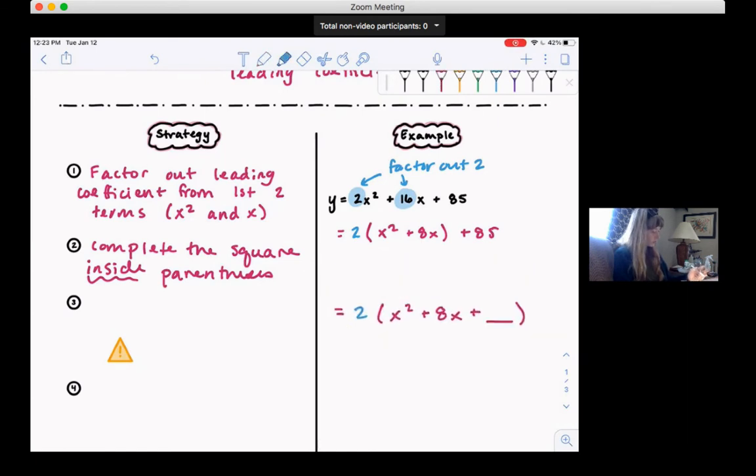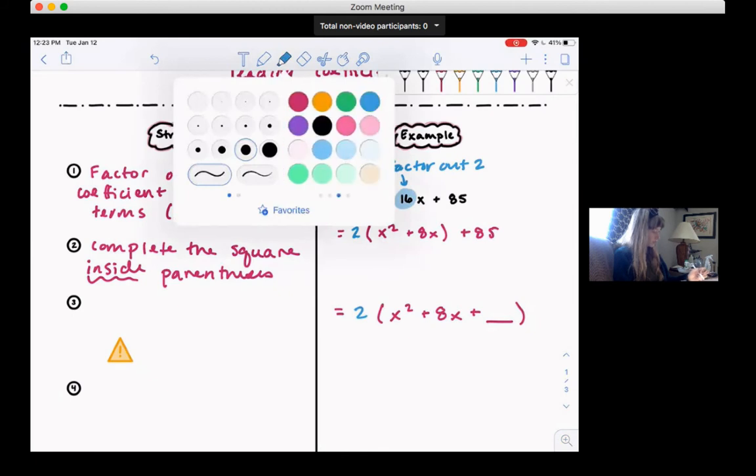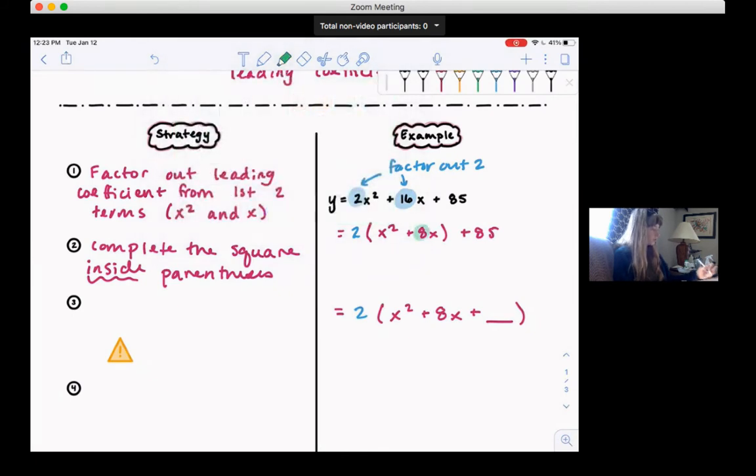Okay, so to complete the square, if we remember from our last lesson, we're taking our coefficient of x, dividing it in half, and then squaring it. So we have 8 divided by 2 squared, which gives us 4 squared, which is 16. So the number we add to complete the square is 16.